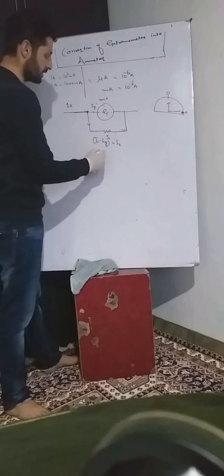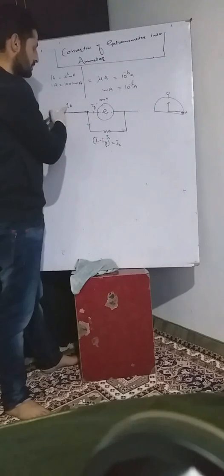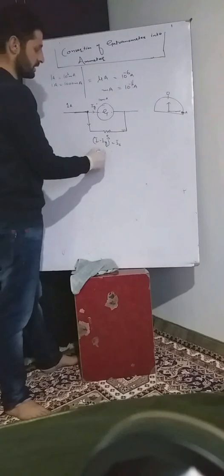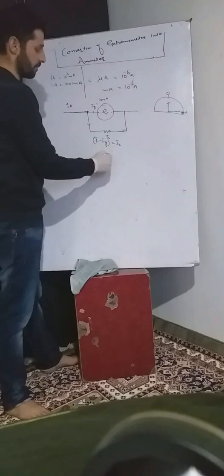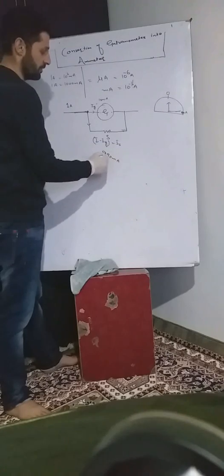And the rest of the current, 1000 milliampere minus 10, that's 990 milliampere, will pass through the shunt.